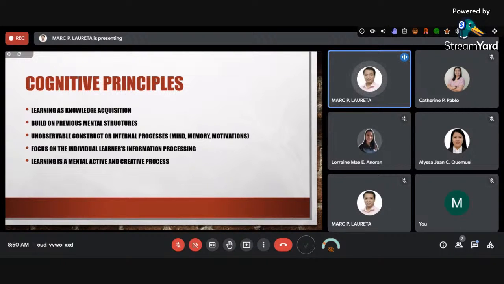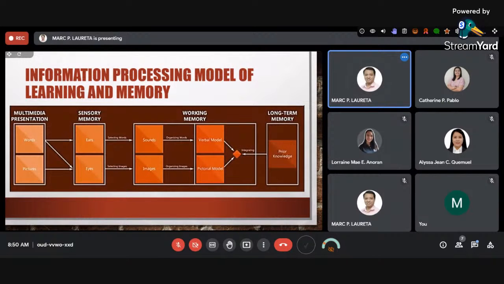Okay. Then next, learning should be a mentally active and creative process. And the design of the learning environments needs to provide opportunities to allow learners to do activities or tasks. So those are the cognitive principles.